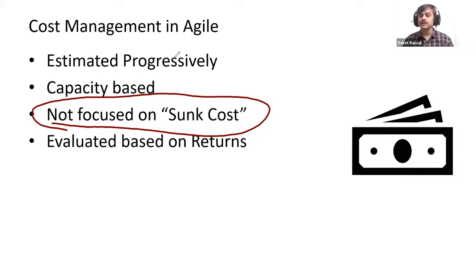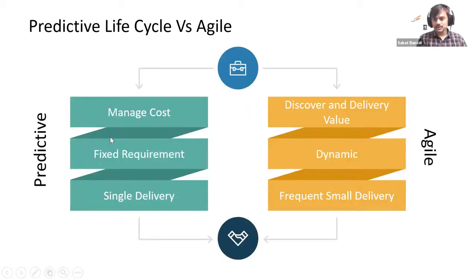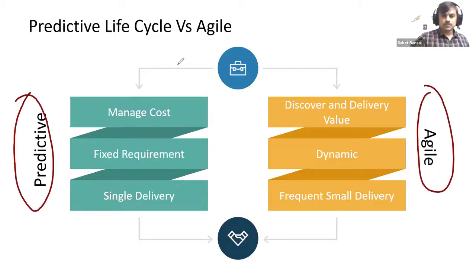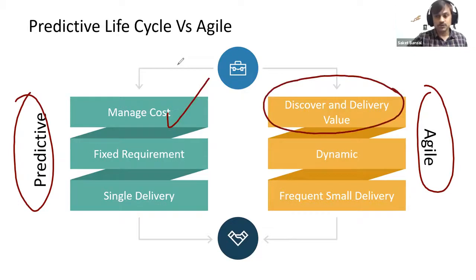So that's an approach which is promoted in agile cost management. It is primarily evaluated based on returns rather than on expenses. So that's the point which I wanted to make. I think we explored these things: the predictive way of working and the agile way of working. The predictive way of working is primarily focused on managing cost, whereas the agile way of working is about discovering and delivering value. We don't know what business case we are chasing. How can we make it more profitable? So let's discover and deliver value. That's the whole idea of agile way of working.